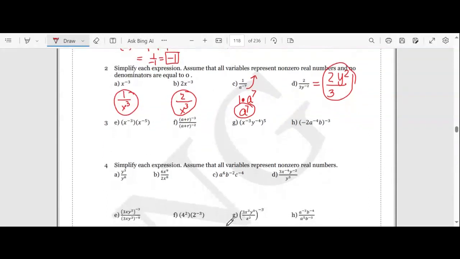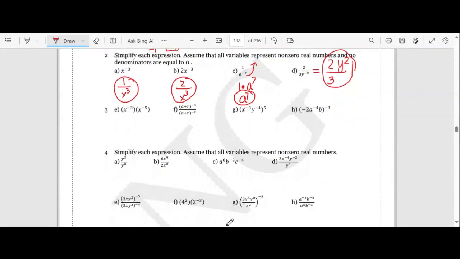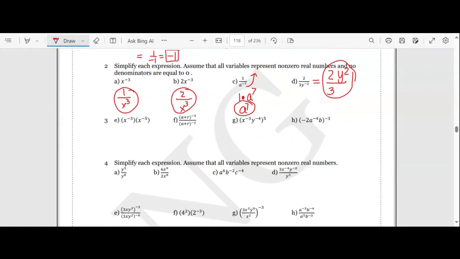Okay, can you do 3? Can you do 3? Yes. Yeah, try to do 3.